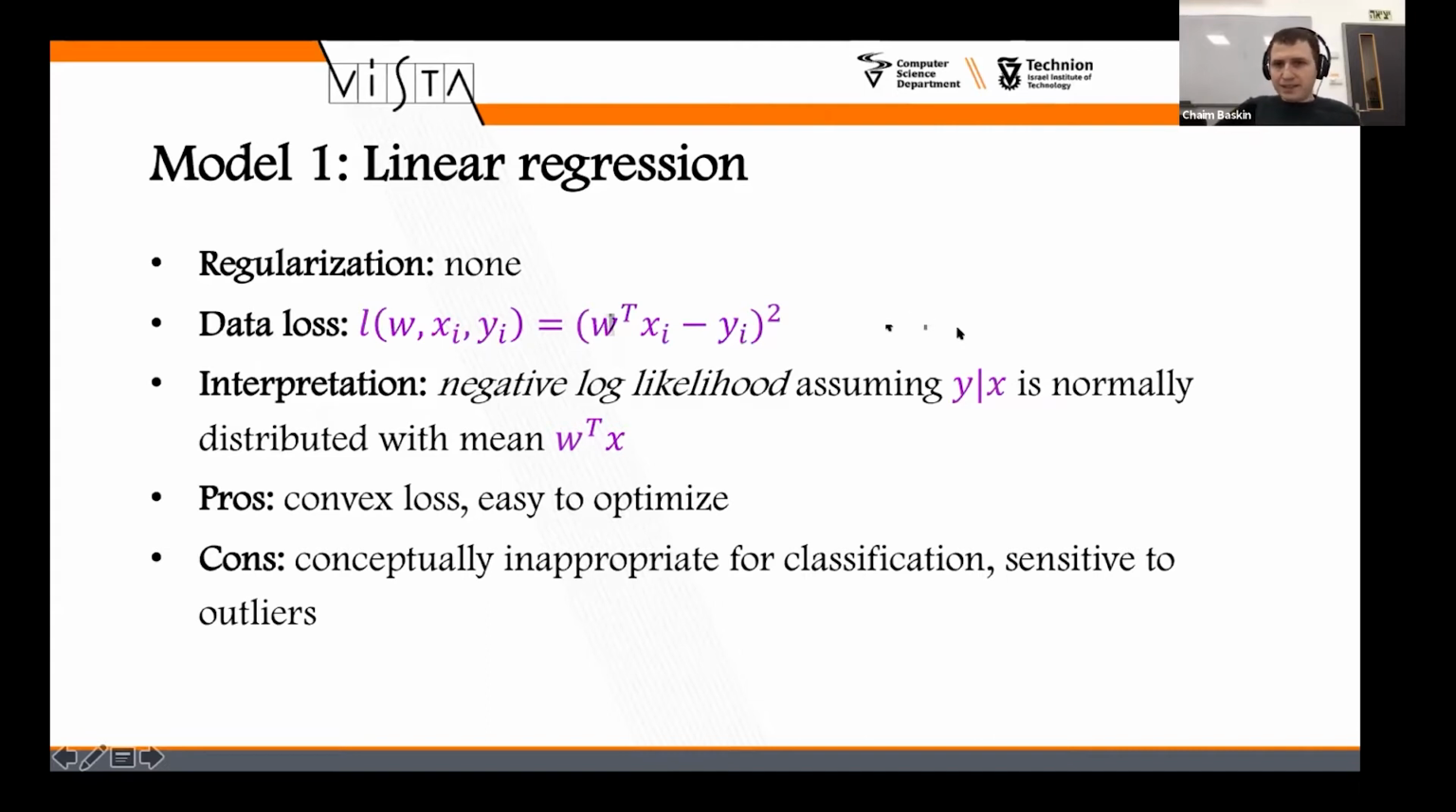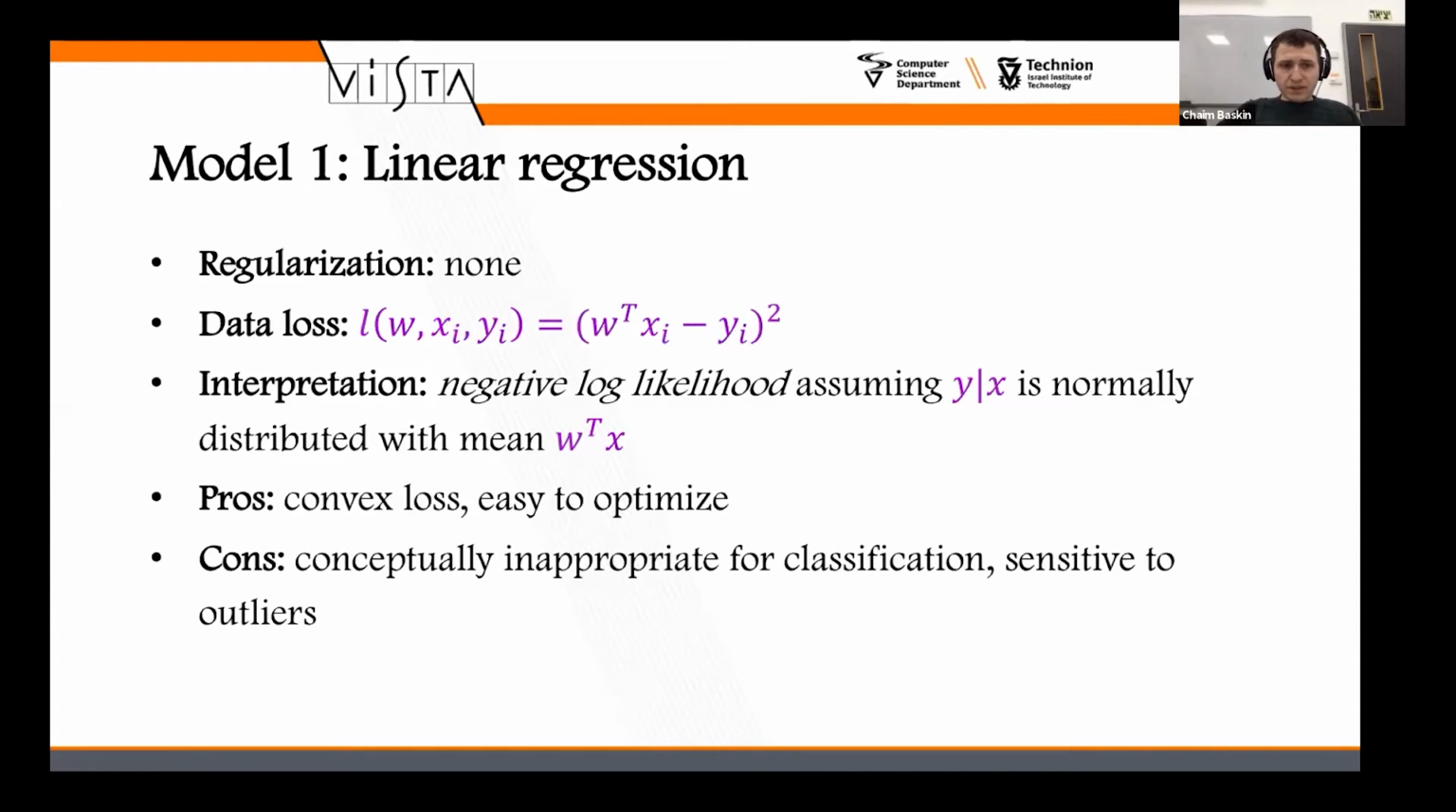So the interpretation of how we see it is actually we assume log likelihood as assuming that the posterior distribution of y depending on x is normal. Okay, this problem is a convex loss. Convex loss, as we know from optimization, is very easy to optimize, unlike non-convex loss. Non-convex loss is actually the case that we most of the time have in deep learning.